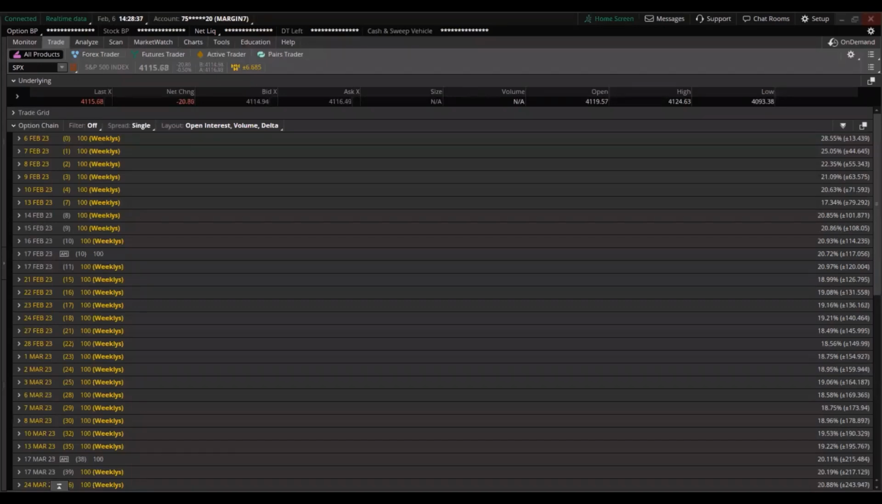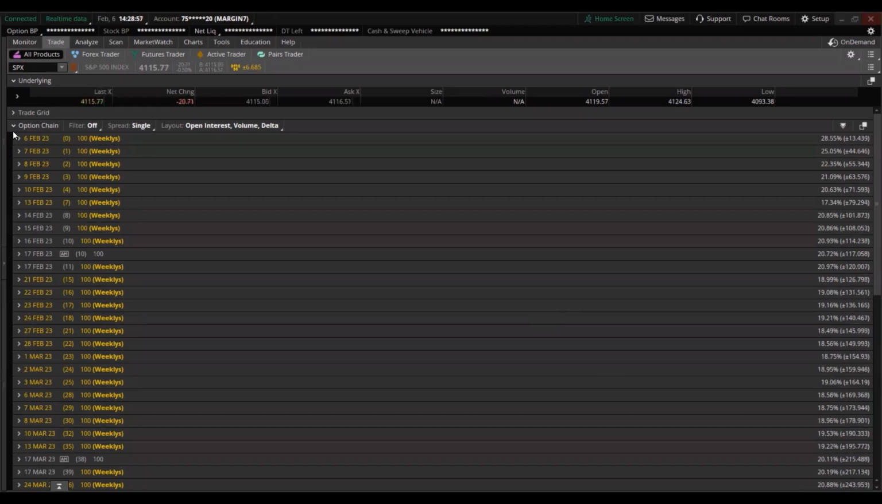Monday, February 6th, 2:28 p.m. New York time. Good afternoon. This is a recap of my day trade I did with options on the stock symbol SPX. That's Sierra Papa X-ray for you civilians, which is the S&P 500 cash index.